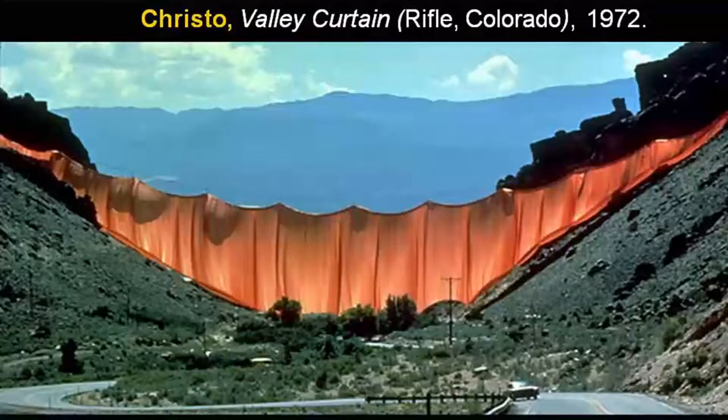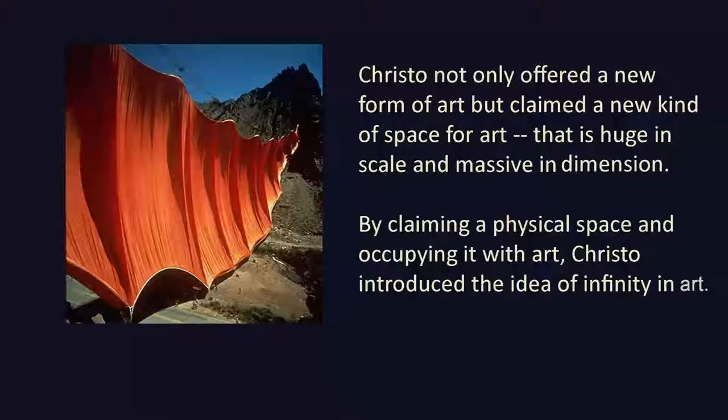But still, all these works are representational in nature until 1972, when Christo made this Valley Curtain in Colorado, in the USA, and radicalized the whole idea of what is art. He changed not only the idea of art as an object, but he also changed the location of art. So Christo not only offered a new form of art, but claimed a new kind of space for art.